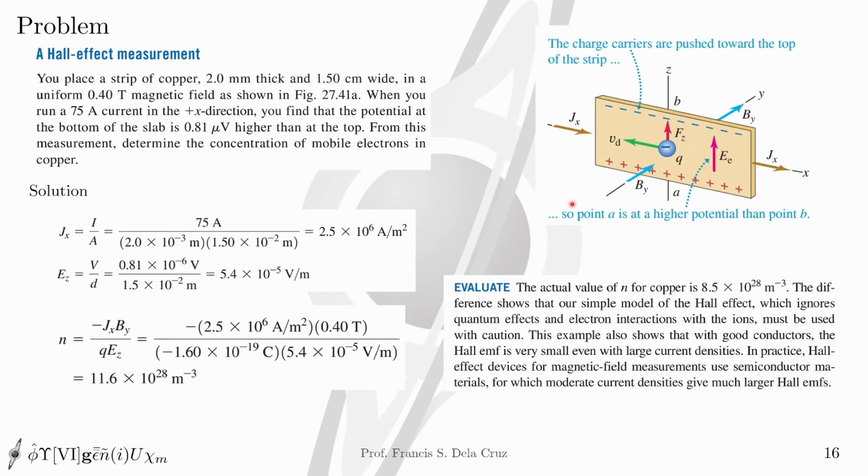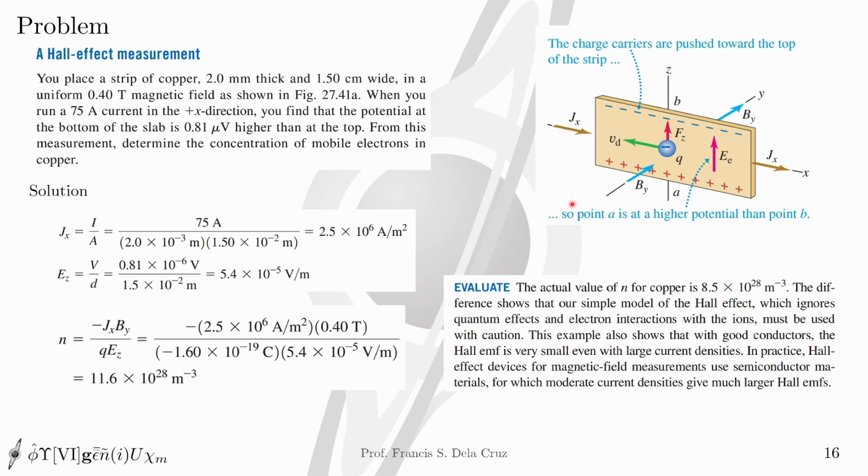A Hall effect measurement. You place a strip of copper 2.0 millimeters thick and 1.50 centimeters wide in a uniform 0.40 Tesla magnetic field as shown in this figure. Okay, as you can see on the screen. When you run a 75 ampere current in the positive X direction, you find that the potential at the bottom of the slab is 0.81 microvolt higher than at the top. Okay. From this measurement, determine the concentration of mobile electrons in the copper.